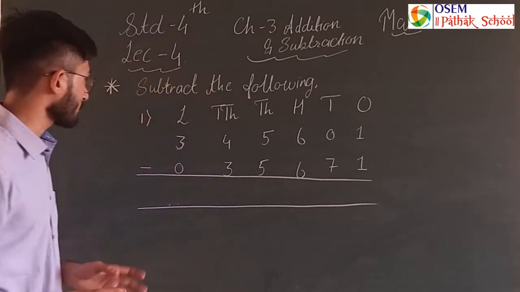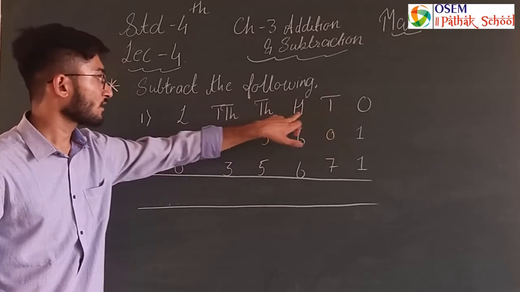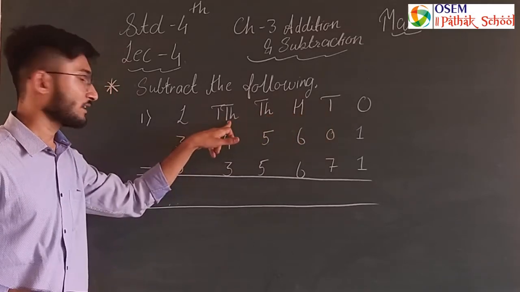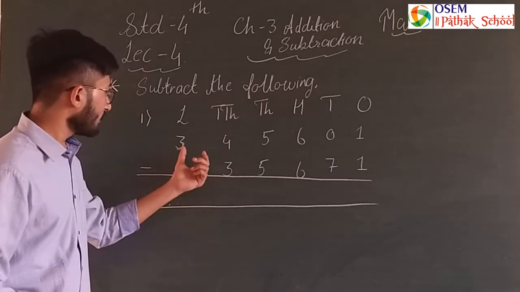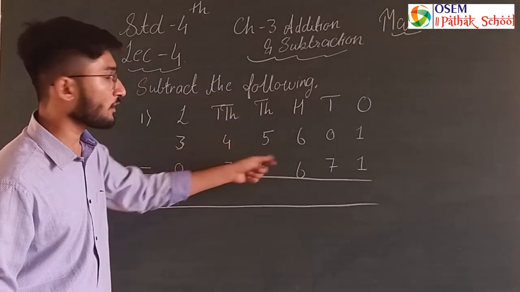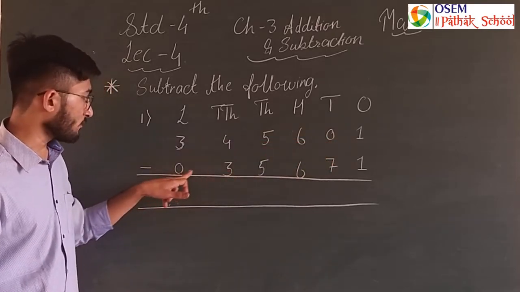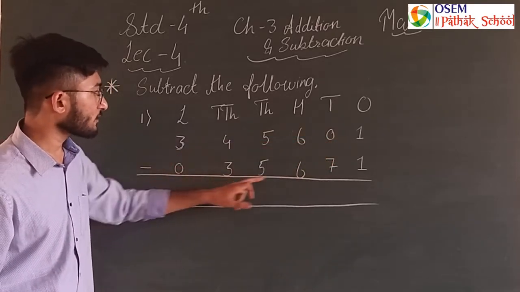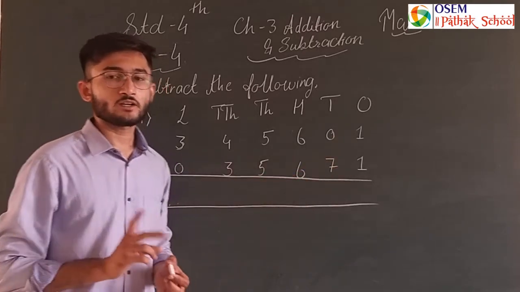Here is the question, starting from ones, tens, hundred, thousand, 10,000 and lakh. So here are the two numbers with us. It is 3,45,601, and we have to subtract 35,671. So how will we do the subtraction?